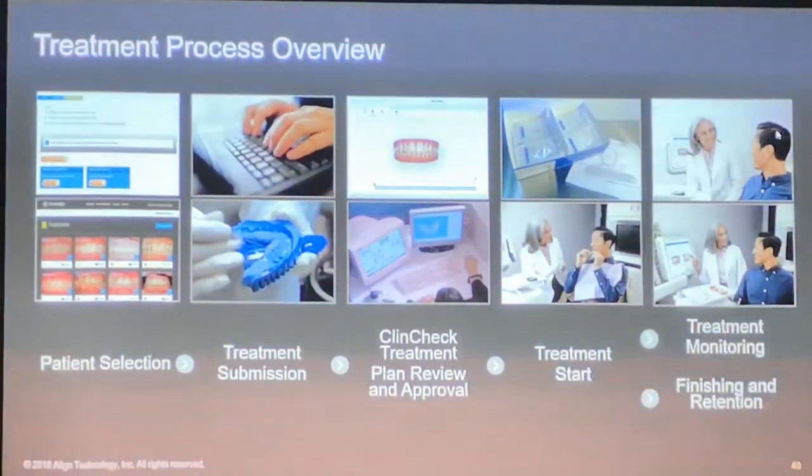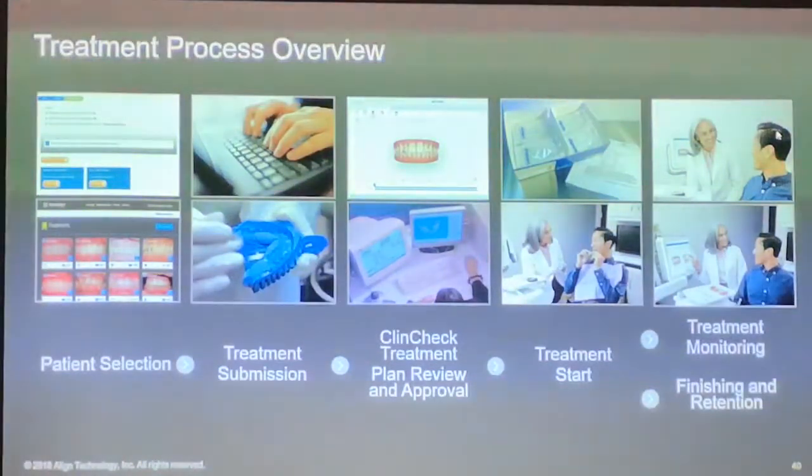After you receive the ClinCheck treatment plan, you have to review whether it's a good plan or not. You have to modify the plan according to your desired result. You can modify the plan as much as you want until you get the plan that you like. If you get the plan with the final position and the tooth movement that you like, then you click the approve button. After you click approve, it goes to the manufacturing process. They will manufacture the aligners from the first aligner to the last aligner, and then ship you the whole set of aligners. At that time, you can appoint the patient to start the treatment.